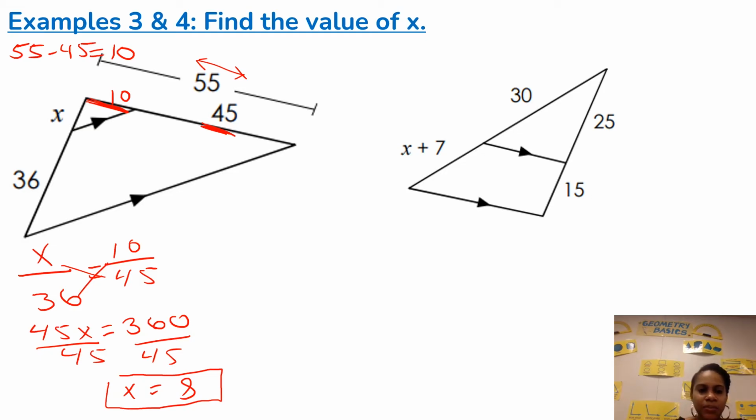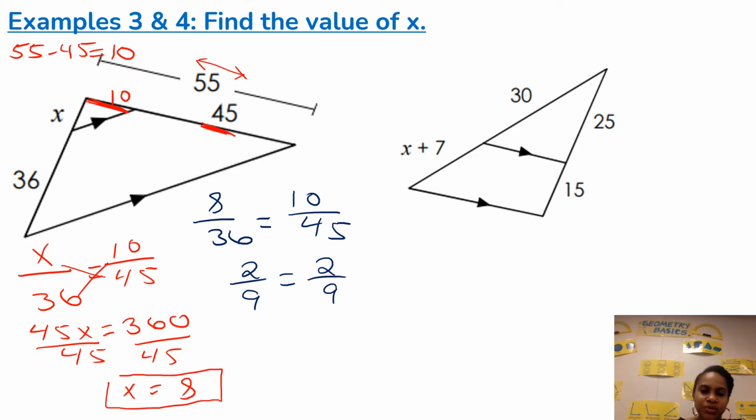Plugging in my proportion here, so if x is 8, that would be 8 over 36 is equal to 10 over 45. And we just want to reduce those fractions. We can reduce 8 over 36 to 2 over 9. And 10 over 45 to 2 over 9 as well. So we just reduce those fractions and it does check out.